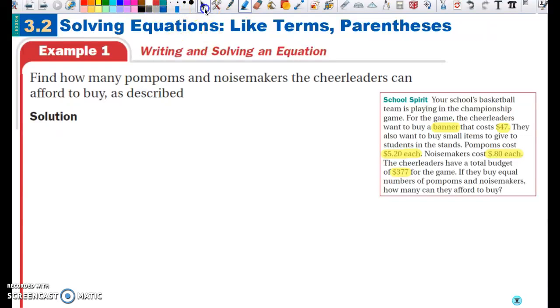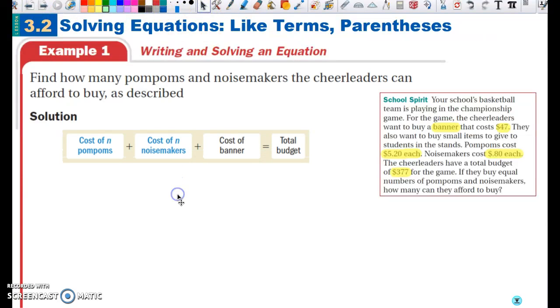So first let's start by setting up the equation. The equation should look something like this. The cost of pom-poms plus the cost of noisemakers, and of course we don't know how many, so we're going to call them n for the number of those items, plus the cost of banner is the total budget. Let's put in what we know. The total budget, okay, is $377. The banner is $47. And to figure out the cost of the pom-poms and noisemakers, assuming we get the same number of both, it would be $5.20 times n plus 80 cents times n.